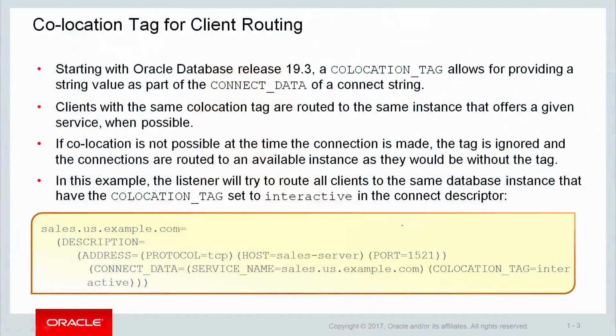But even if you're using services, if you have one or two users who are logged into different instances and constantly sharing data, accessing the same data, you can get a degradation of performance because of all the blocks going across the interconnect. So we've introduced colocation tag for client routing. Now, this is a client setting. It's in your TNS names entry, your TNS alias, or your OID, or whatever you're using.